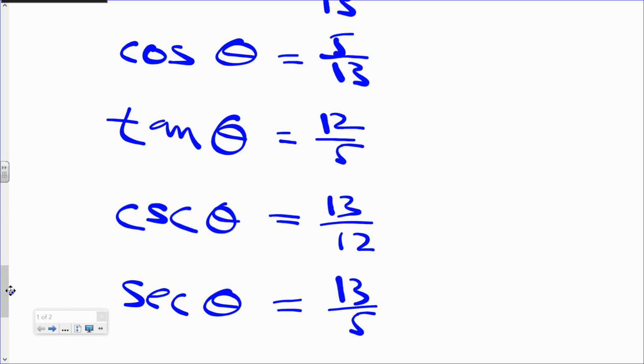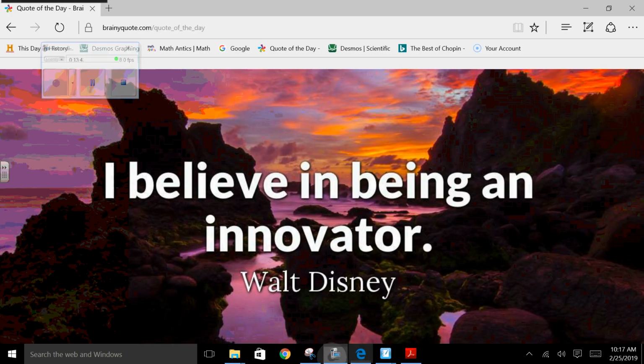Secant is a reciprocal of the what? Somebody. Secant is a reciprocal of what? A cosine. So here's a cosine, it's 5 over 13, so let me flip that.